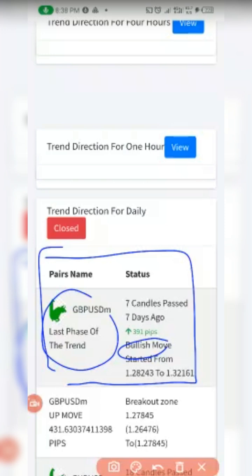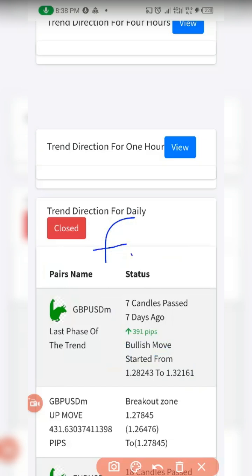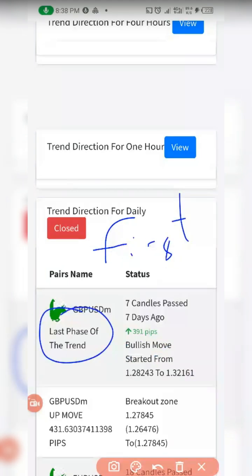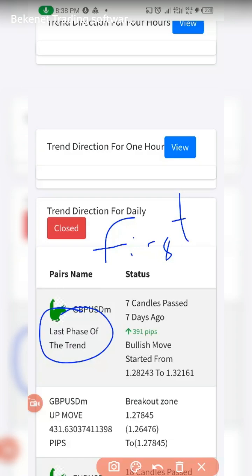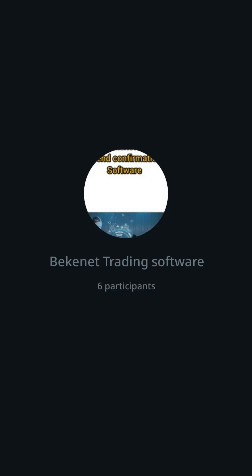Now, on the daily trend direction, we have what we call first phase and last phase. Currently, this thing is on its last phase. What is first phase and last phase? First phase is simply telling us that the daily candle just entered the first phase of a bullish move.